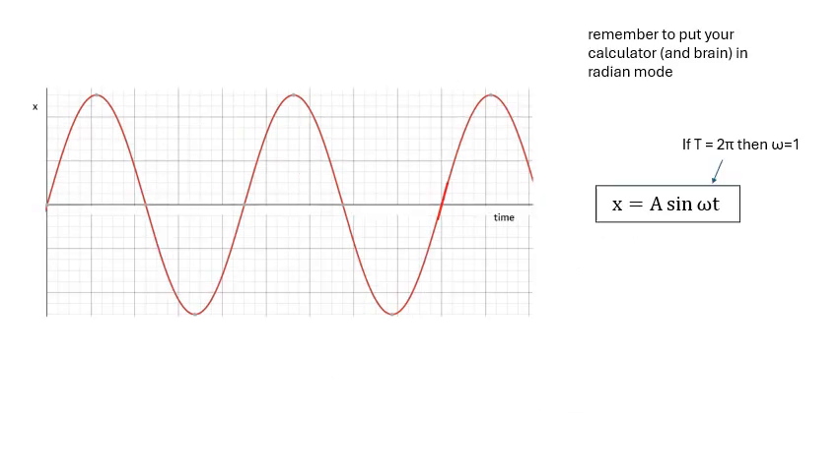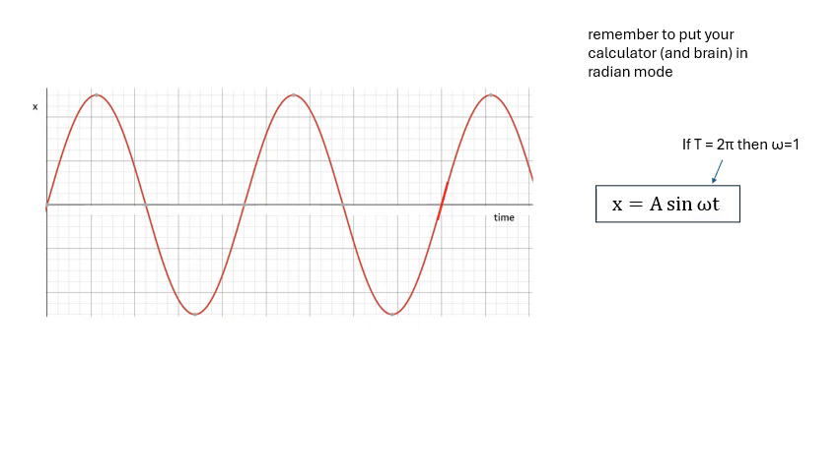Okay, I said x against time was sinusoidal. So what's the equation for x as a function of time? And if we use these equations, by the way, make sure your calculator is in radian mode. So x equals A sin omega t. As I said, it could be x equals A cos omega t. If you lifted up the mass and then started the watch when you let go, it would be a cosine. But anyway, x equals A sin omega t.